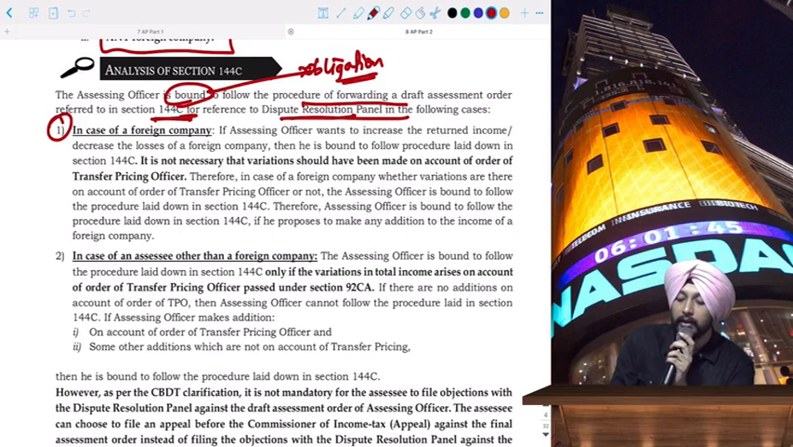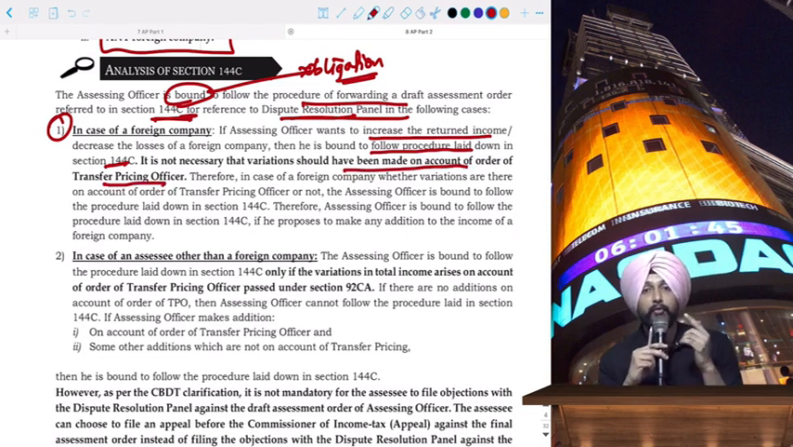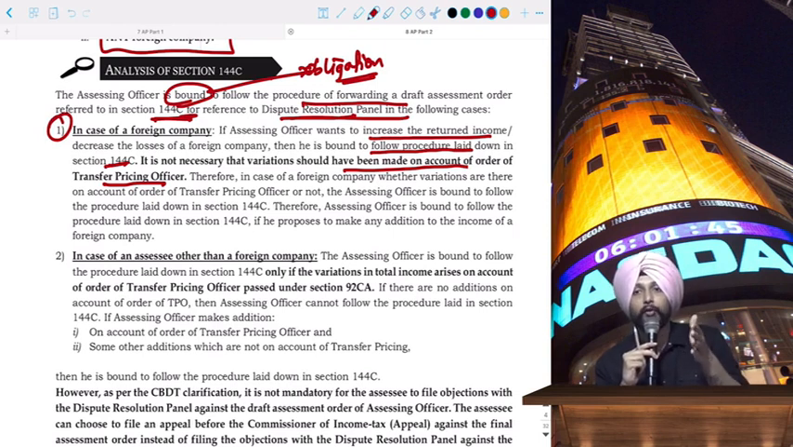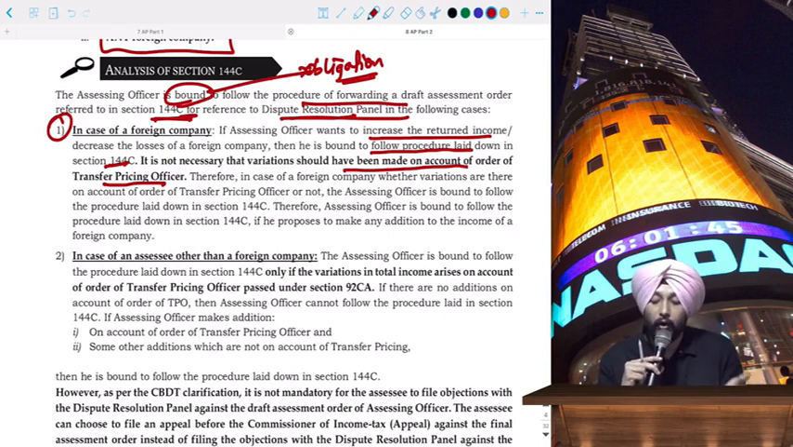If it's a foreign company, and the assessing officer wants to increase the returned income or decrease the losses of a foreign company, he's bound to follow the procedure laid down in section 144C. It is not necessary that the variation should have been made on account of the order of the TPO. Even if the variation is done without the involvement of the transfer pricing officer, if the assessing officer wants to increase their tax liability as a result of reduction in losses or increase in income, they will have to follow the procedure in section 144C. Therefore, in case of a foreign company, whether the variations are on account of the order of the TPO or not, the assessing officer will have to follow the procedure laid down in 144C.